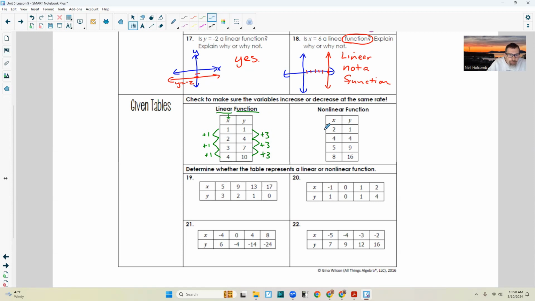Here's a nonlinear one. To get from 2 to 4, I had to add 2. To get from 4 to 5, I only had to add 1. Right there, I am done. It is not a linear function. As soon as I find something that is different, I stop. And this one is 3. To get from 1 to 4, that's a plus 3. To get from 4 to 5, that's a plus 4, to 9, that's a plus 5.